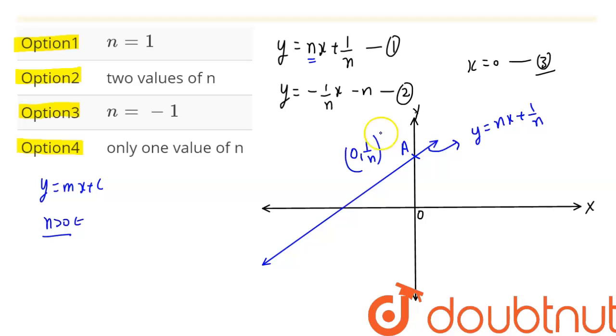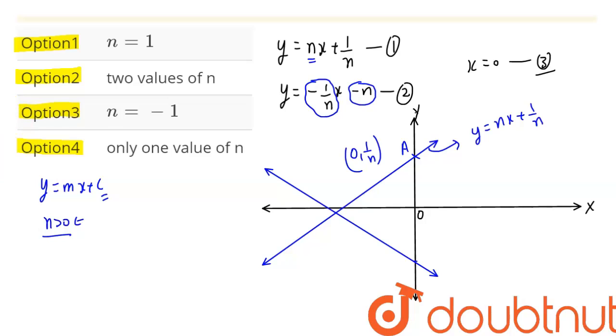Now similarly we are going to draw the second line. If we compare this equation with the standard equation of the line, we have the slope of the second line as negative, that is minus 1 by n. So it would make an obtuse angle with the x-axis, and the y-intercept is minus n, which is also negative. Let us say that here we have the y-intercept, and now we are going to plot the second line. So let us say that the second line looks something like this.